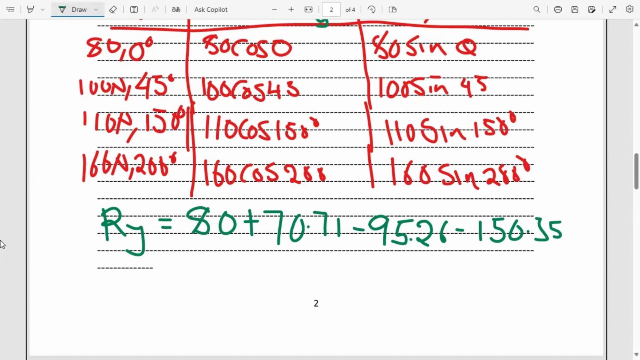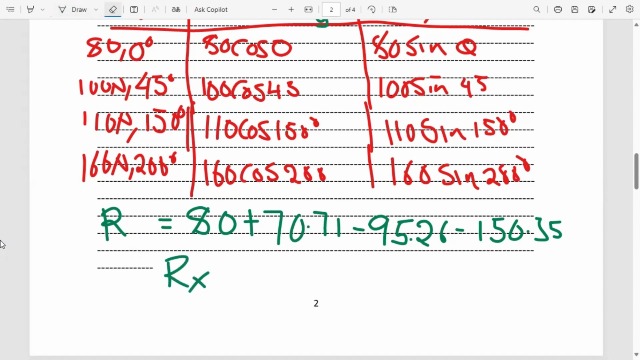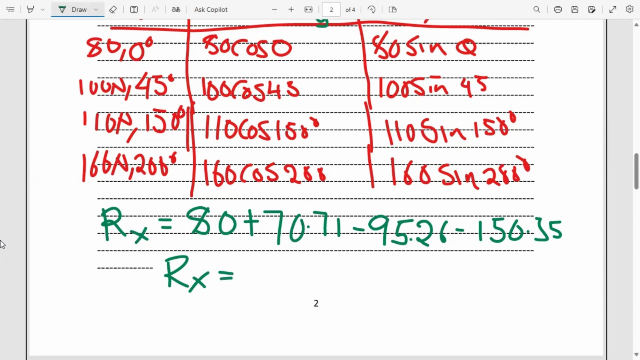And now we can find the sum of these. I'm going to say 80 plus 70.71 minus 95.26 minus 150.35. Okay, so I'm getting Rx. Why did I write Ry in the first place? This is Rx, and it will be equal to negative 94.9. So that is the summation of our x components.